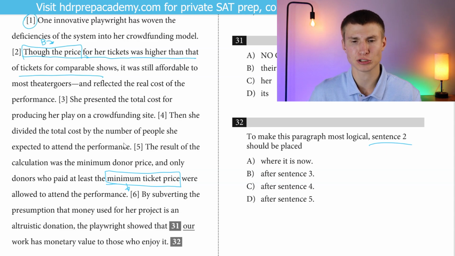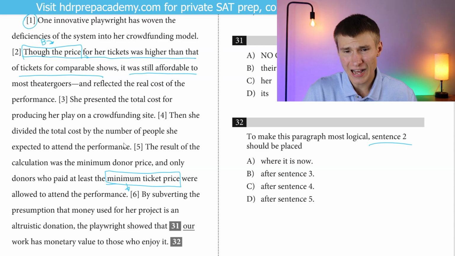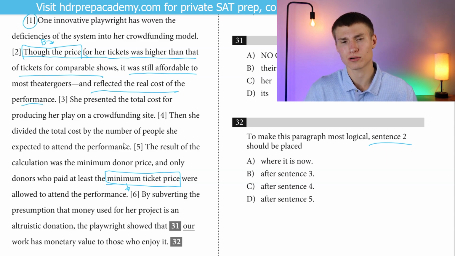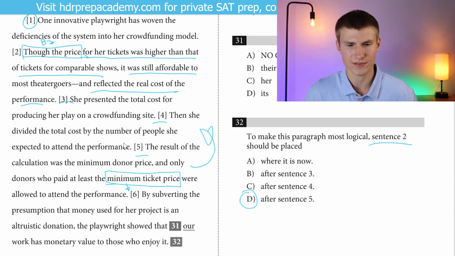The reason why is I've now shown how she's arriving at the ticket price, and now I'm showing the result of that. The result being, even though it may be higher than comparable shows, it's still affordable and reflects the real cost. I know it reflects the real cost because of the information that came before it in sentences 3, 4, and 5. So I want to place this then after sentence 5.